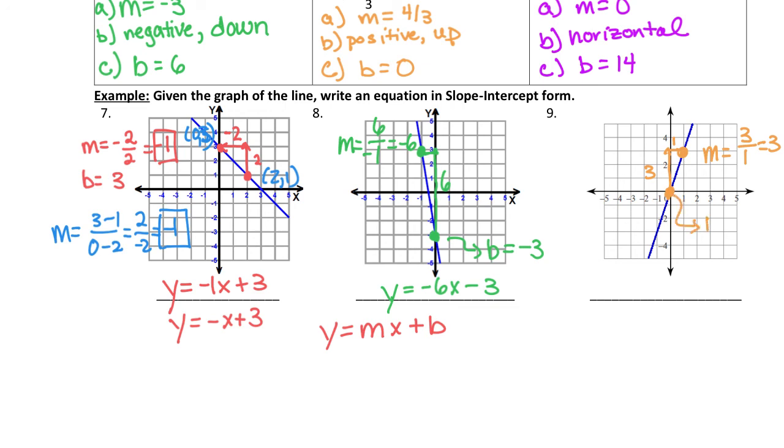This value here is 0, so b equals 0. When I put this together, y equals m, which is 3, x plus 0. We don't need that 0 there, so it's just going to be y equals 3x.